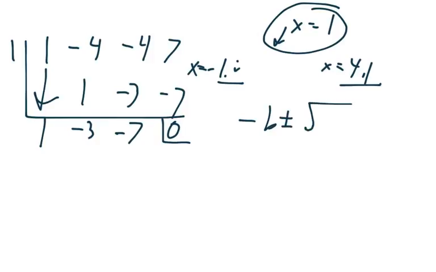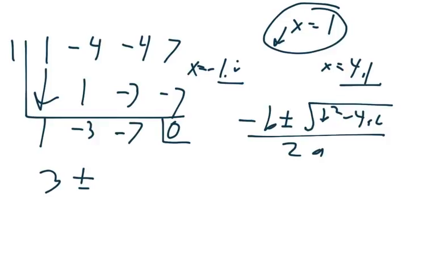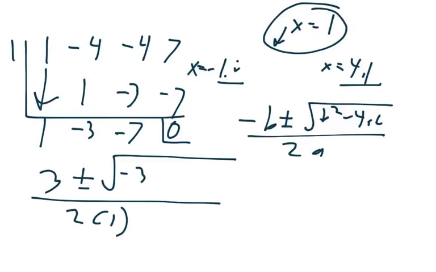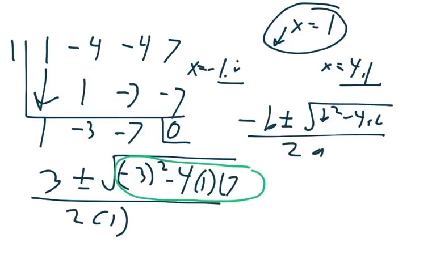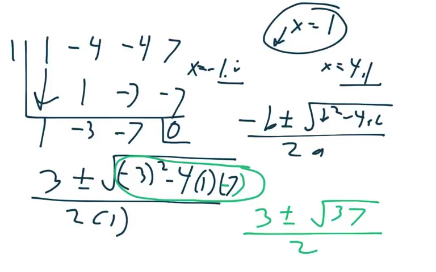So we got negative b plus or minus the square root of b squared minus 4ac, divided by 2a. So two negatives make a positive. 2 times 1 in the denominator. Square root of negative 3 squared minus 4 times 1 times 7. Now when I put this in the calculator, I'm just putting that part. So we got 3 plus or minus something divided by 2. And of course this should have been negative 7, not positive 7. So we got the square root of 37.